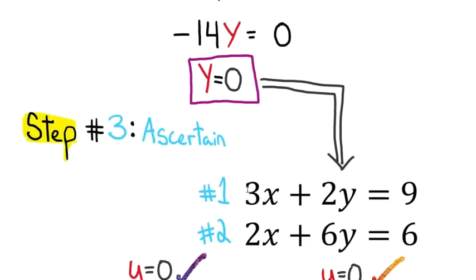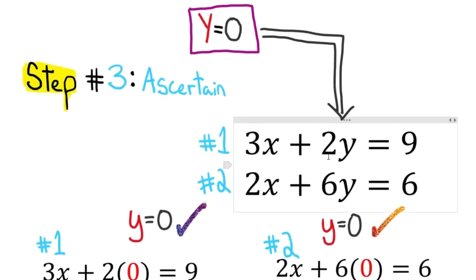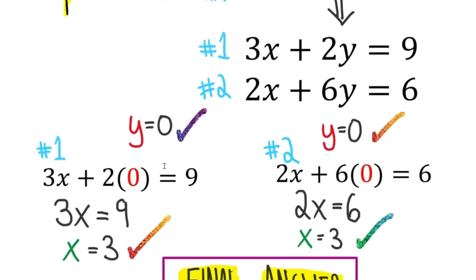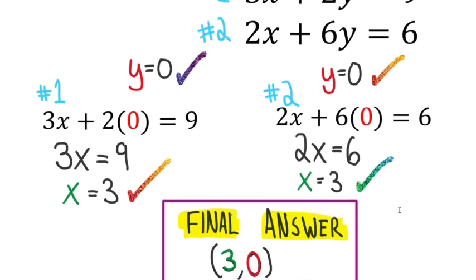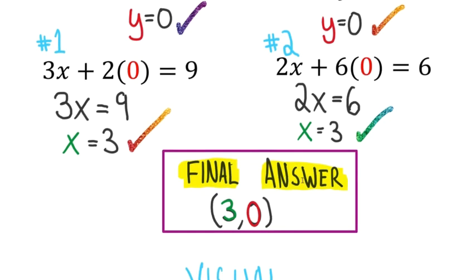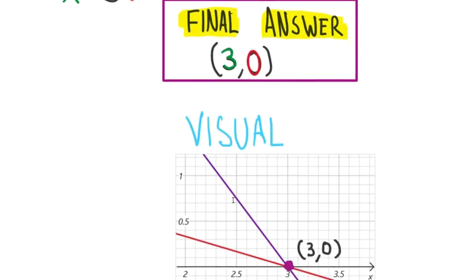And then we do the A for the EPA, which is ascertain, the other variable, where we input. We only need to do it once, but for the purpose of the video, I did it twice to show you. Y equals 0 and y equals 0. You can input 0 into either equation and it will result in the same answer, x equals 3. So the final answer of where both equations intersect is 3, 0.